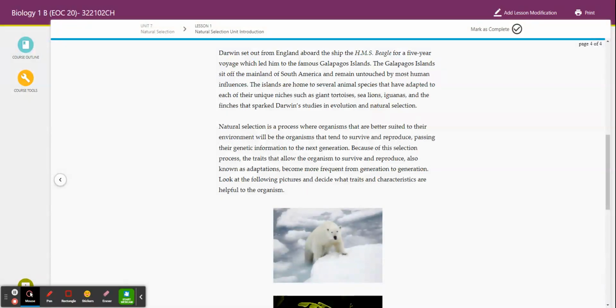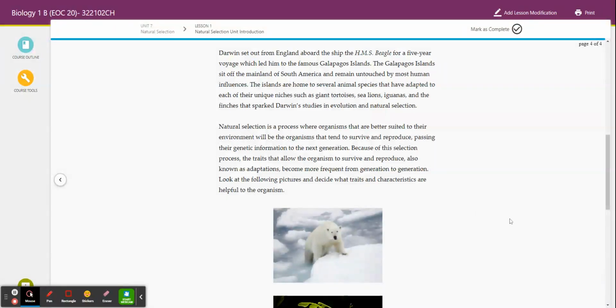Natural selection is a process where organisms that are better suited to their environment will be the organisms that tend to survive and reproduce, passing their genetic information to the next generation. Because of this selection process, the traits that allow the organism to survive and reproduce, also known as adaptations, become more frequent from generation to generation.